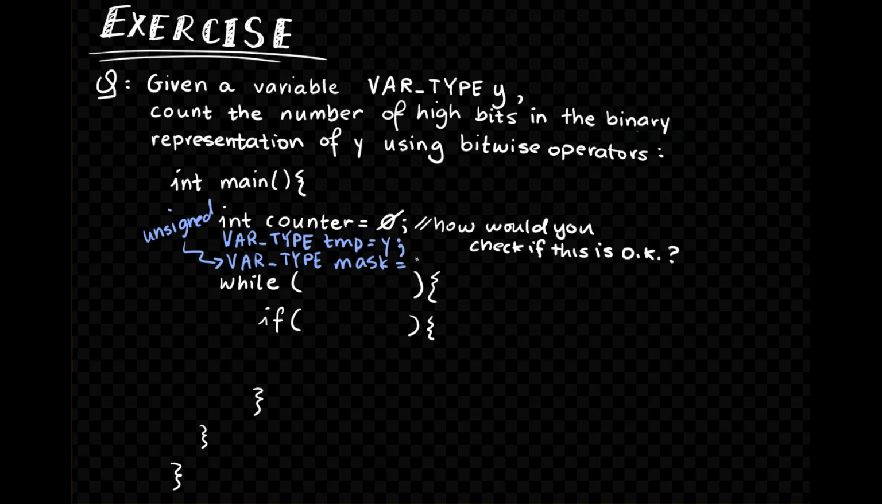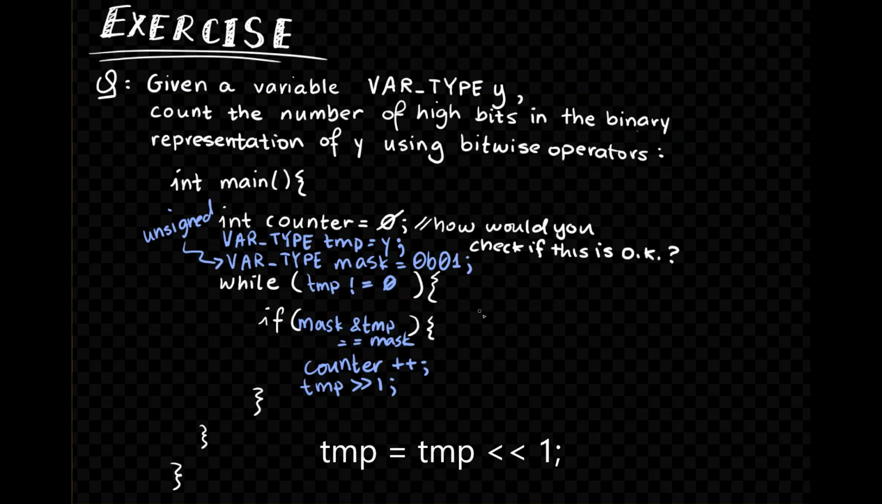Is equal to 0b01 for now. I'm going to say while temp is not equal to 0. If I sense a high bit, I should increment my counter, and then I should move my bits over, and then repeat.